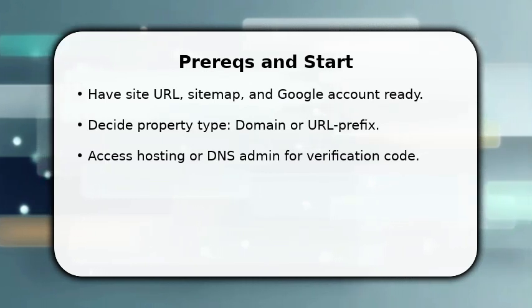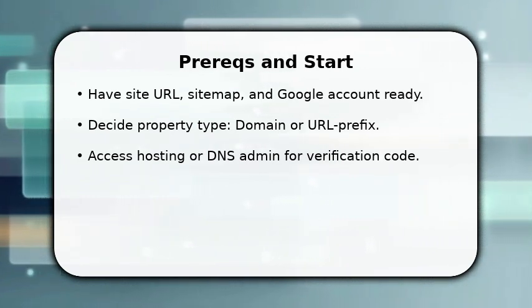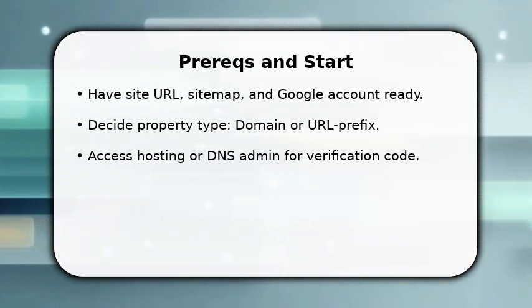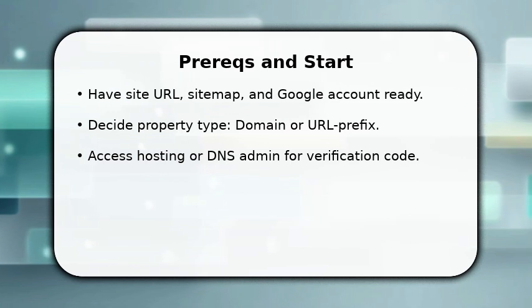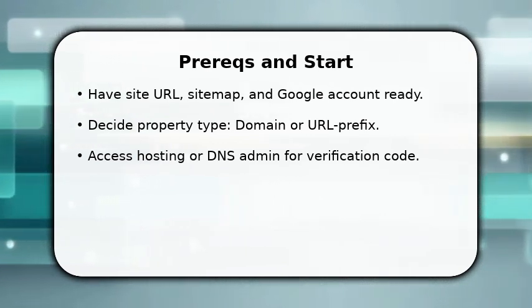Confirm you have the exact site URL, sitemap file, and a Google account. First, choose property type. Pick domain for full coverage or URL prefix for a specific protocol. Once chosen, initiate Add Property in Search Console and copy the verification token shown. You need access to your DNS or hosting to add that token. This is the step that proves ownership and lets Google trust your site for indexing and reporting.